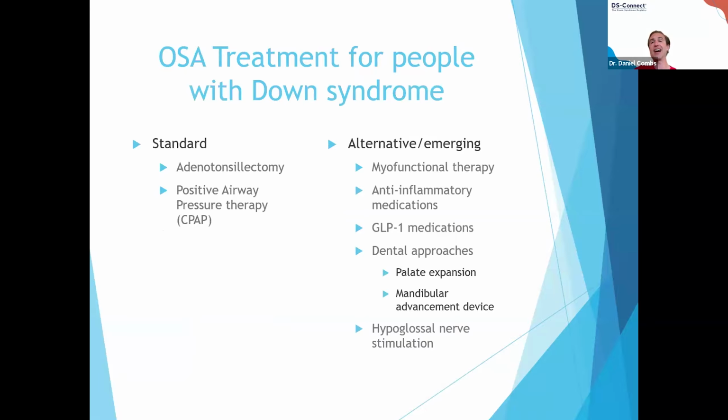So what are the treatments that are out there more or less now? Standard treatments: adenotonsillectomy, this is really pediatric specific. CPAP is universal. And then I'm going to touch on some other treatment options that are out there, and then talk about what we do research in.